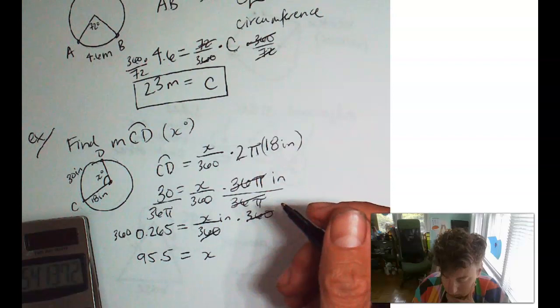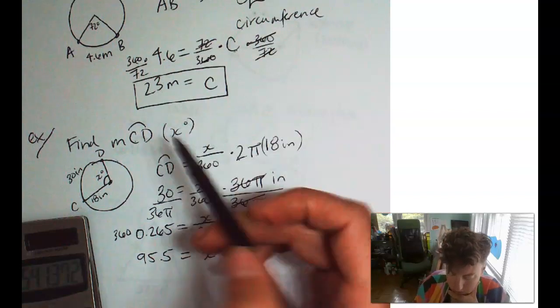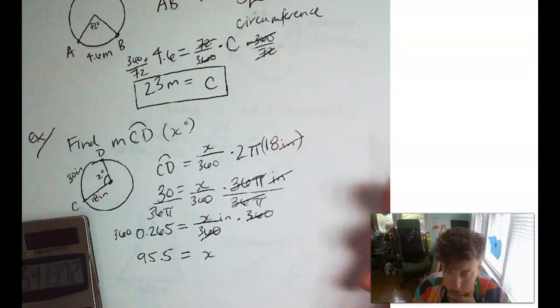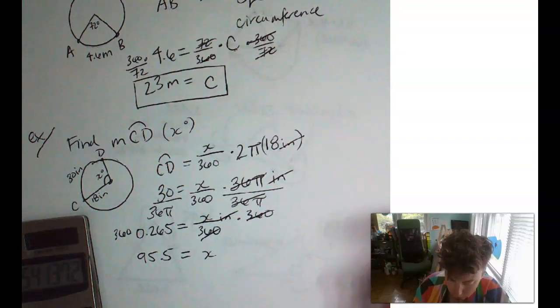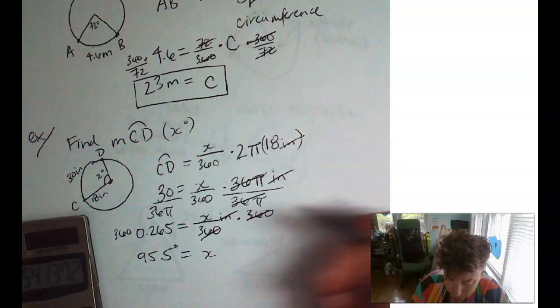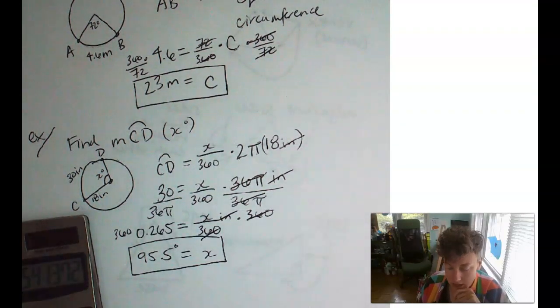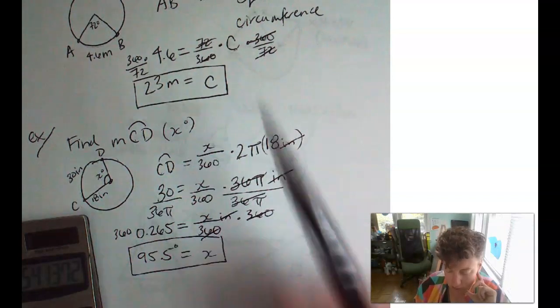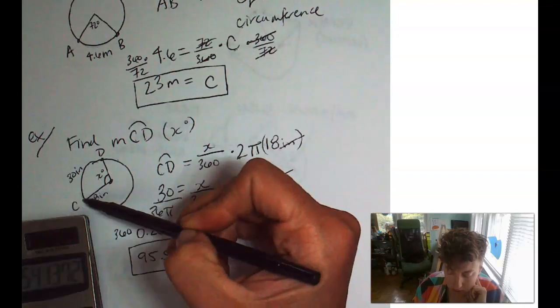We're not in inches anymore. That doesn't make any sense. The measure of an arc is in degrees. Units mean nothing to me. Goodbye, inches. Good catch. We're really talking about degrees here. Much better. 95.5 degrees is the central angle, which is the same as the measure of the arc.